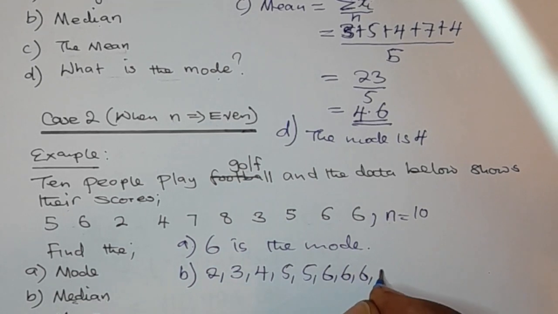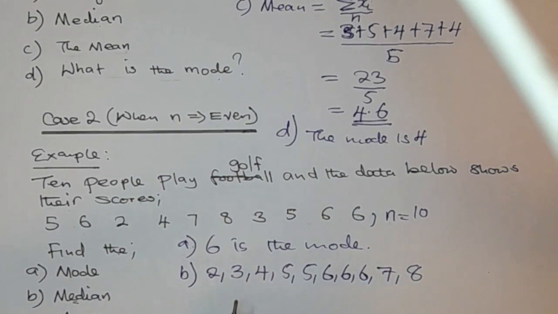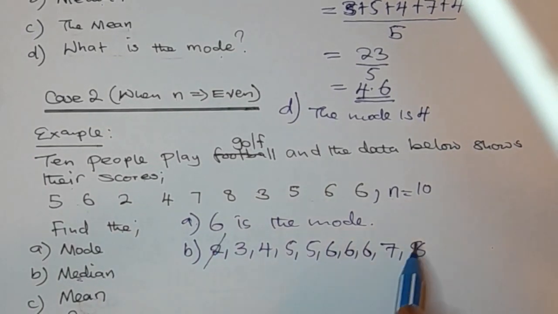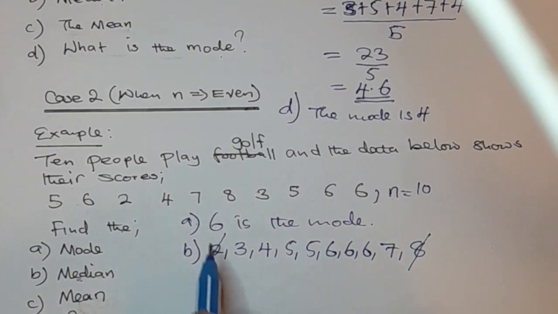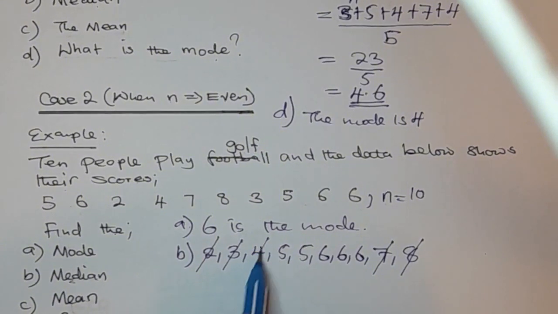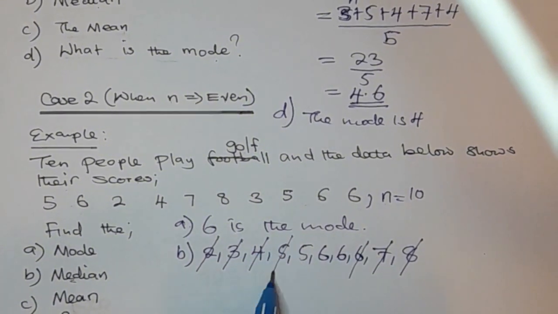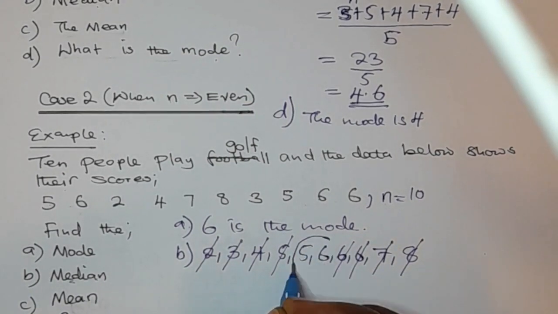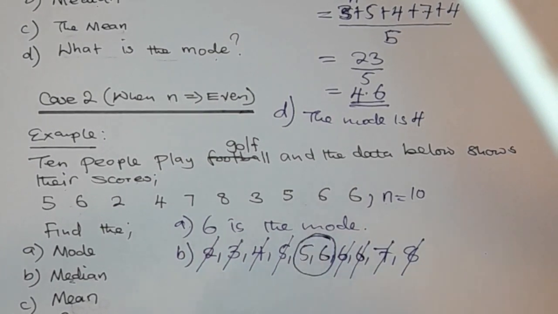And then we have 7 and 8. Make sure that they are 10: 1, 2, 3, 4, 5, 6, 7, 8, 9, 10. Okay, so they are 10. Now you begin to cancel just as we did in the first case. This and that, then also this and that, and this and that. You can see that on the right you have cancelled 4, and on the left you have cancelled 4. So you are remaining with 2 numbers in the middle.